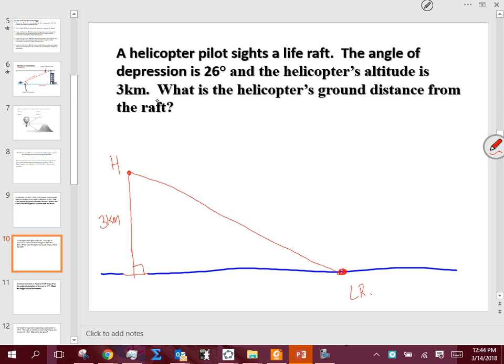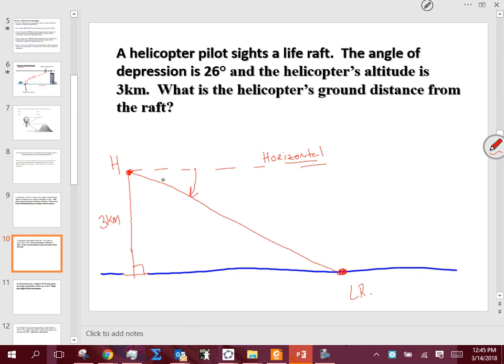Now they give me angle of depression is 26 degrees. If I'm in the helicopter and I'm looking straight out, that is my horizontal. And I need that because of how we define what an angle of depression is. An angle of depression is always made from your line of sight, which would be from H to LR, and a horizontal. H to LR needs a horizontal, so we need to superimpose a horizontal over top of this. And now the angle of depression is that angle right there.